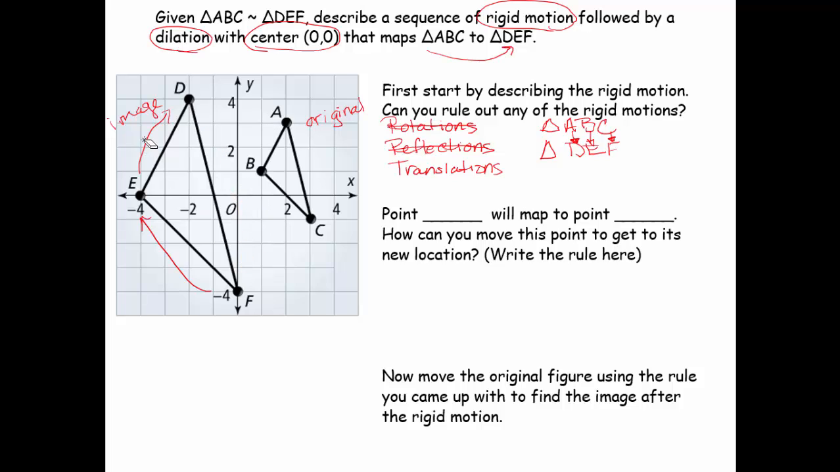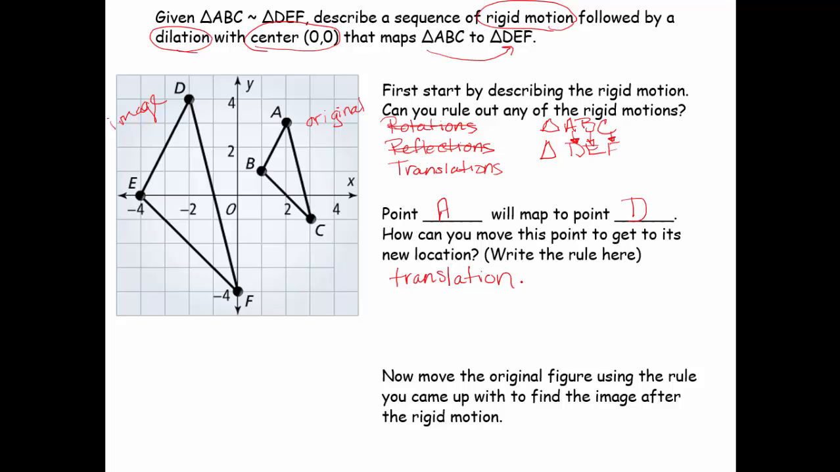So what we're going to do now is figure out how we're going to move that figure using a translation. All right, let's take a look up here. Oh, first of all, I erased the image. There we go, image. Point A, we said, will map to point D in my image. How can you move this point? How can I move point A to get to its new location of point D? First of all, I know it's a translation because that's what we found out, ruling out the other two.